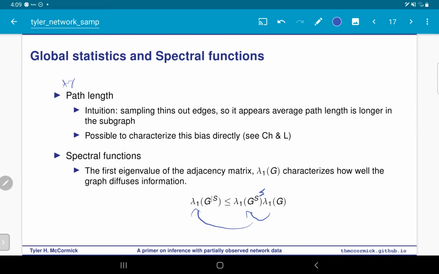And that makes sense in terms of the kinds of paths and the kinds of diffusions that you might be able to observe across these two methods of thinning out the graph based on sampling.